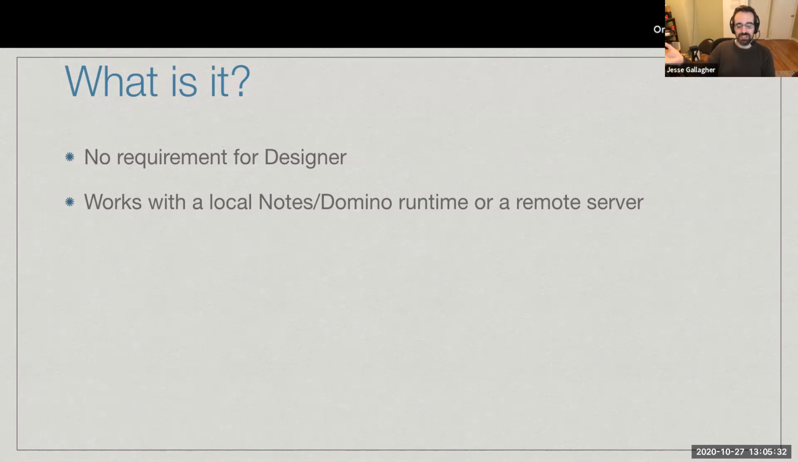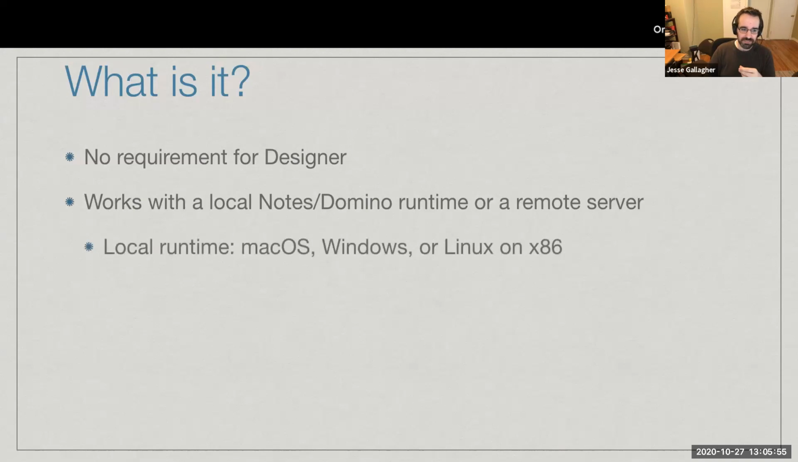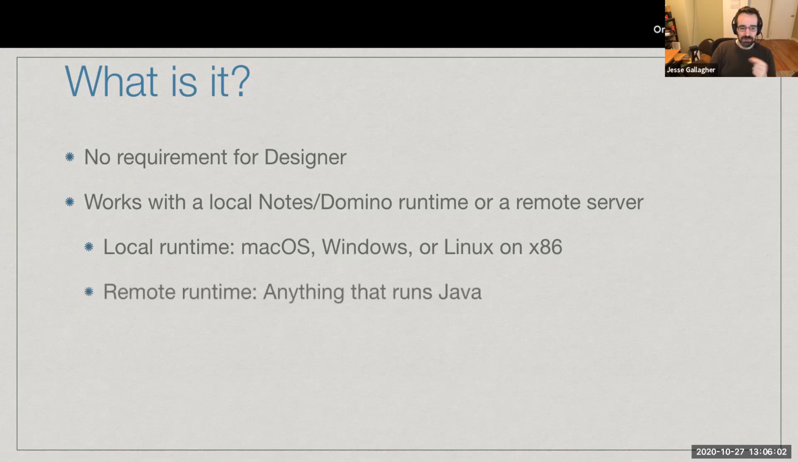So that Notes runtime is there. However, I can also point at a remote server. And again, this will make a little more sense in a bit, but I can say, okay, I have a Domino server sitting somewhere at my company or on a VM, and I can work here and not have a requirement to have Notes installed if I don't want to. So in theory, you could be doing all of your Domino development on a Raspberry Pi, because you could. The local runtime would work with Mac OS, Windows, or Linux on x86 or x86-64, and the remote runtime is anything that runs Java.